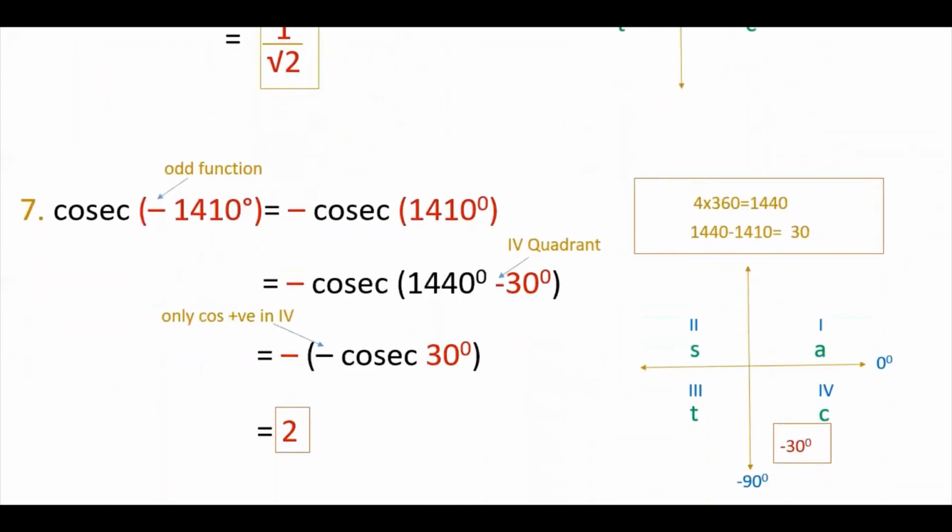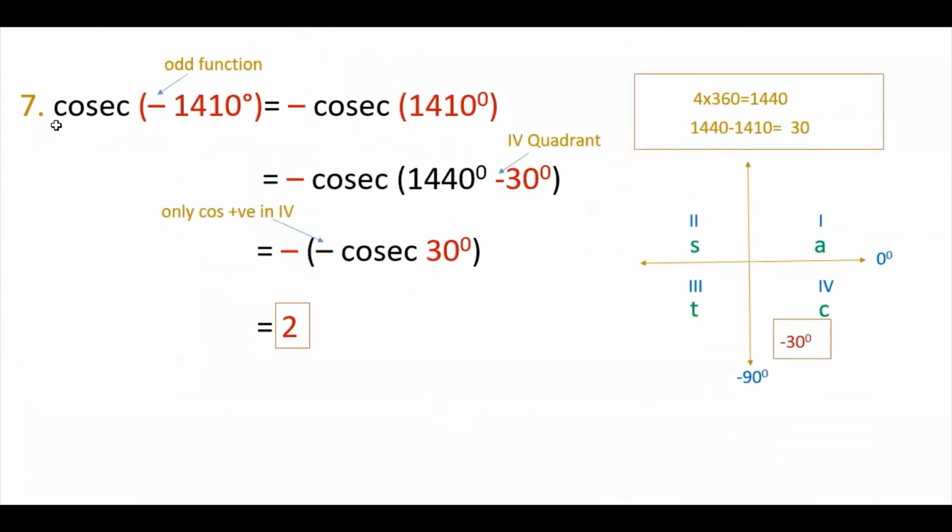And the next one, the seventh problem, is cosecant of minus 1410 degrees. Here a minus sign is there, so you have to check whether it is an odd function or an even function. Cosecant is the reciprocal of sine, so it is also an odd function. So cosecant of minus 1410 degrees, you can write as minus cosecant 1410 degrees, because it is an odd function.